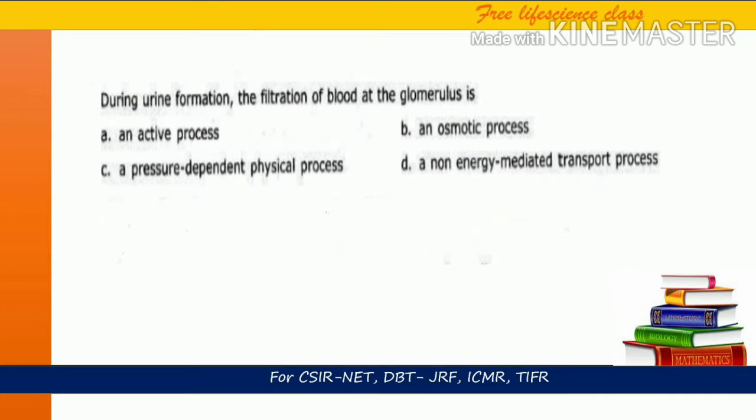Moving into the next question. During the urine formation, the filtration of the blood at glomerulus is option A, active process, B, an osmotic process, C, a pressure dependent physical process, and D, a non-energy mediated transport process. So from these options you have to find the correct option. Okay, so for this we can look onto a diagram.